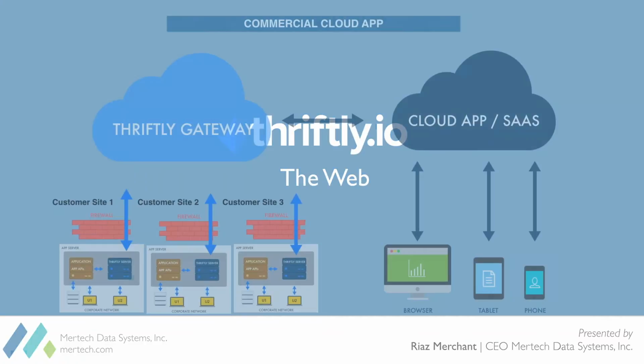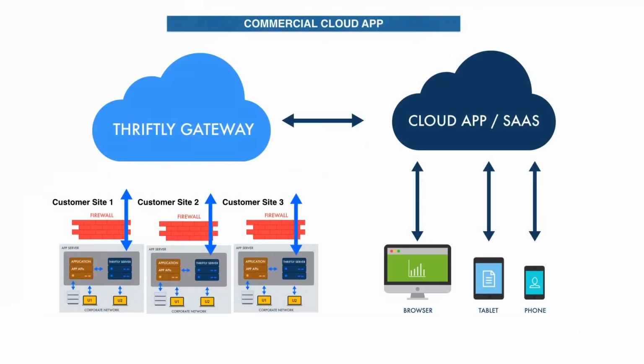So how would you, as a commercial application developer, take advantage of Thriftly? The way we see you using it is that let's say you have all your Windows applications deployed on your different customer sites, 1 to 500, 1 to 2, it doesn't matter. And you will build your new cloud or SaaS application, and you will allow your customers access to their local data. So customer site 1, customer site 2, customer site 3, through your own cloud application, which you can charge for.